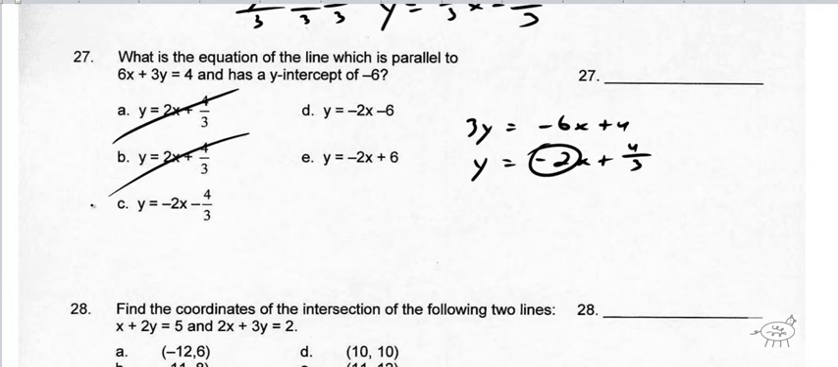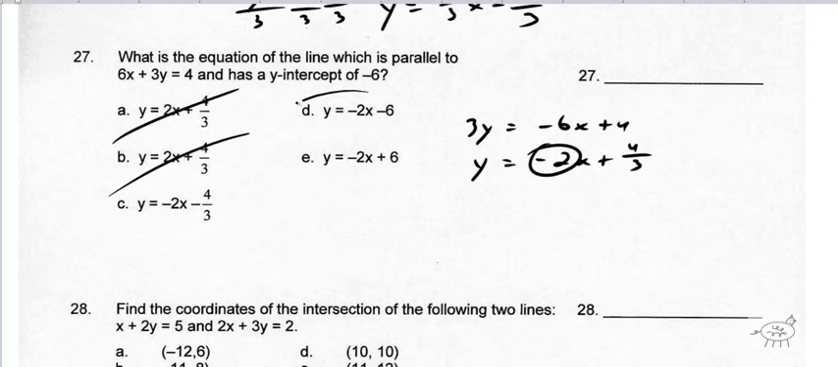And has a y-intercept of 6. So which one, or is it negative 6? So obviously the one that works here is this guy right here, because it's got a slope of negative 2, y-intercept of negative 6. Okay, really easy. So it's D.